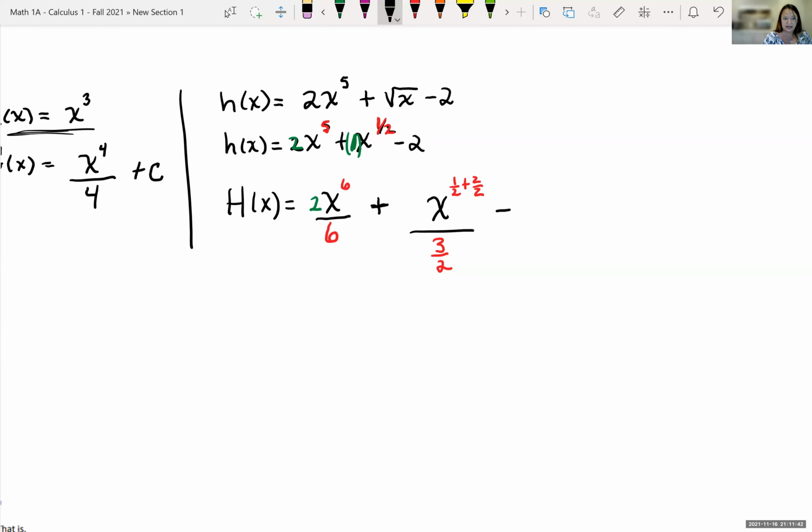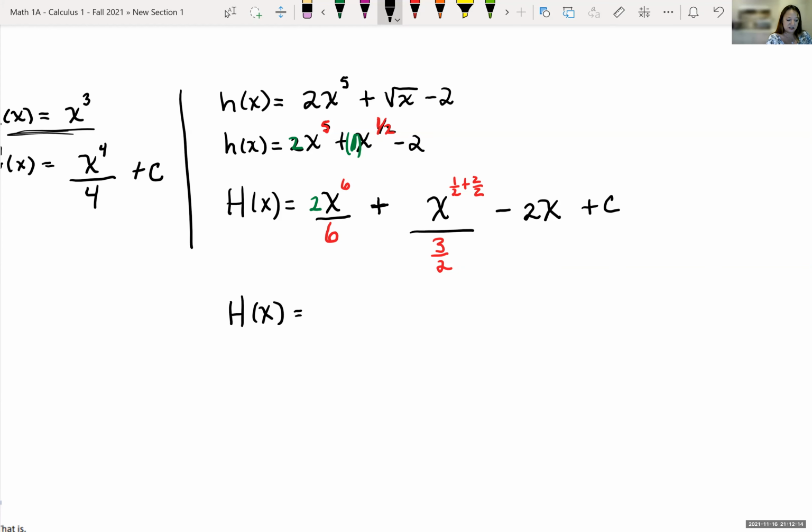Minus, so what do we take the derivative of to get back 2? Well, to get back a constant, we had that constant times x. And then plus c. So let's just rewrite this really quickly, cleaning it up, and then let's show that what we have is correct.